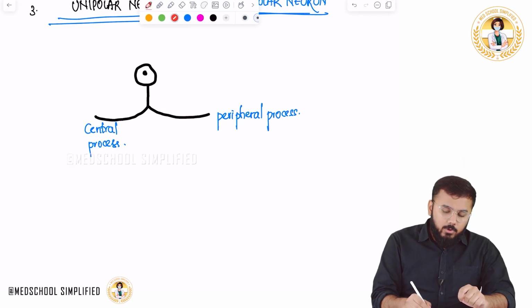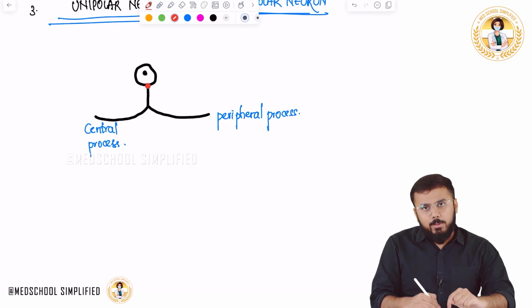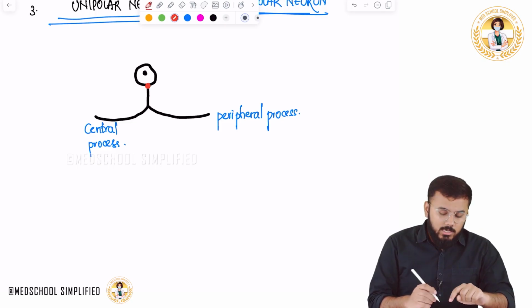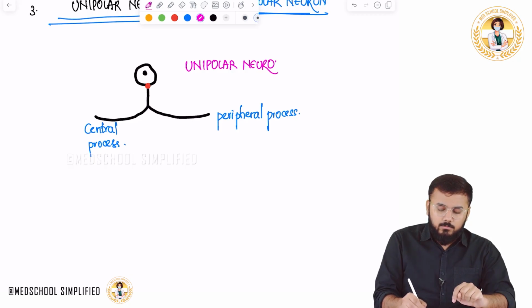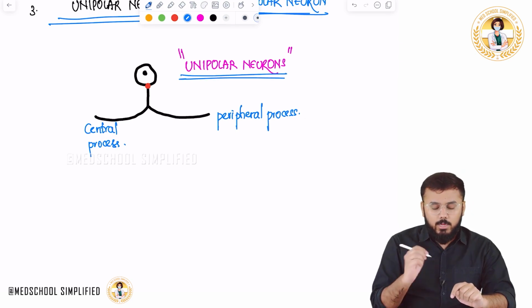Second important thing here is, at one end of the cell body, you see a small dot. By the way, I'm representing the pole. So from how many poles of the cell body are these structures arising? They are arising from a single pole, right? So can I call such neurons unipolar neurons? Such neurons are called unipolar neurons.